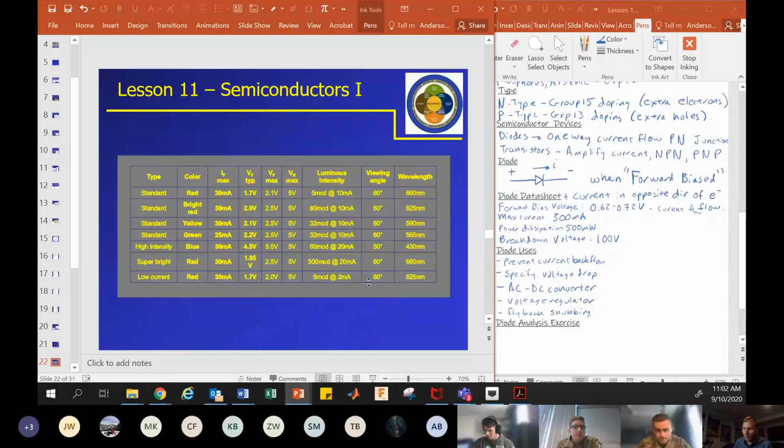Here's a table showing some different color LEDs, and different LEDs have different voltage drops. So plugged into my Arduino right now is a red LED. According to the chart, I would expect anywhere from 1.7 to 2.1 volts as a voltage drop. So if I plug that in, I get 1.94.